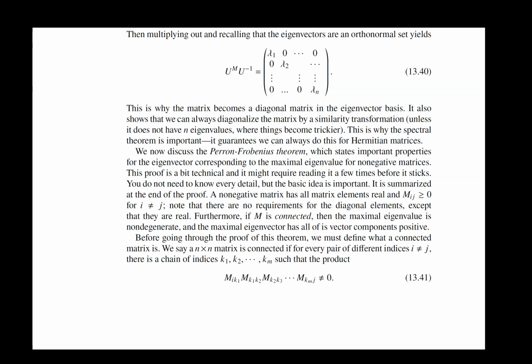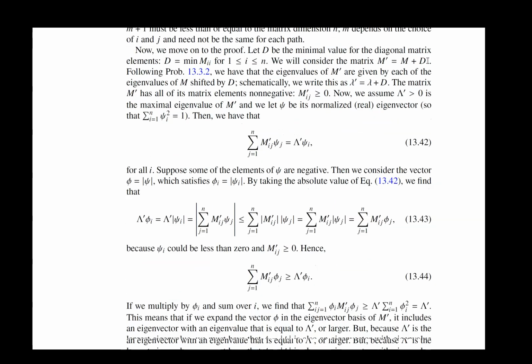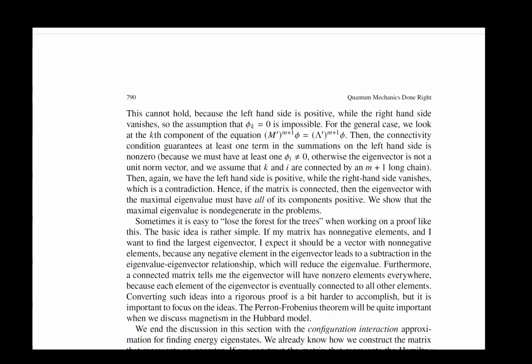There is a special class of matrices called non-negative matrices, not the same as positive semi-definite. For non-negative matrices, there's a theorem called the Perron-Frobenius theorem that tells us something about the eigenvector that has the largest eigenvalue. And that is a very important theorem that we'll use a number of times to prove different results about problems that we're working on.